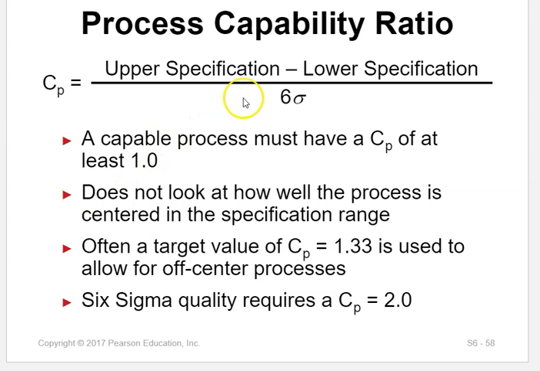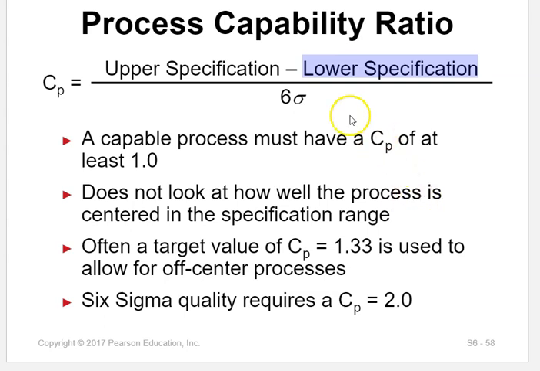The process capability ratio, we show it with the Cp, and Cp equals the upper specification or upper bound. This value is normally given to you. You don't need to calculate it. You will also be given a lower specification or lower bound. So the upper and lower values are given.